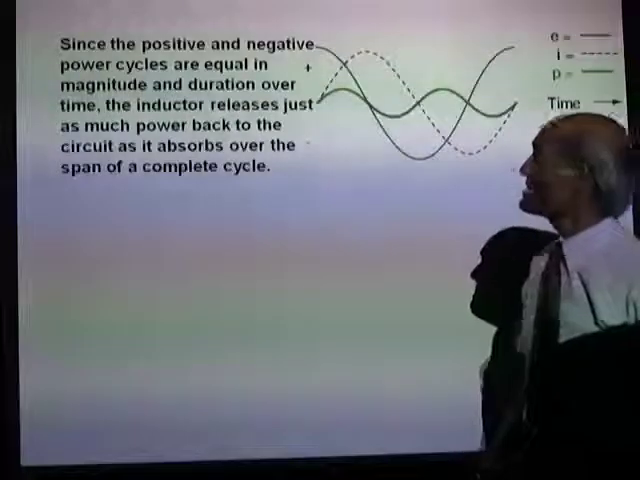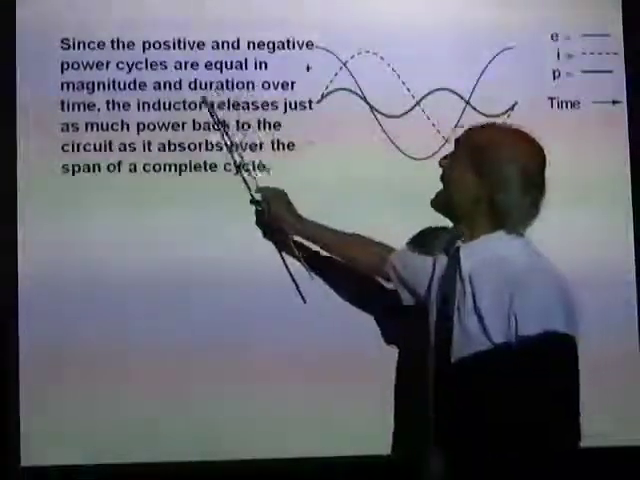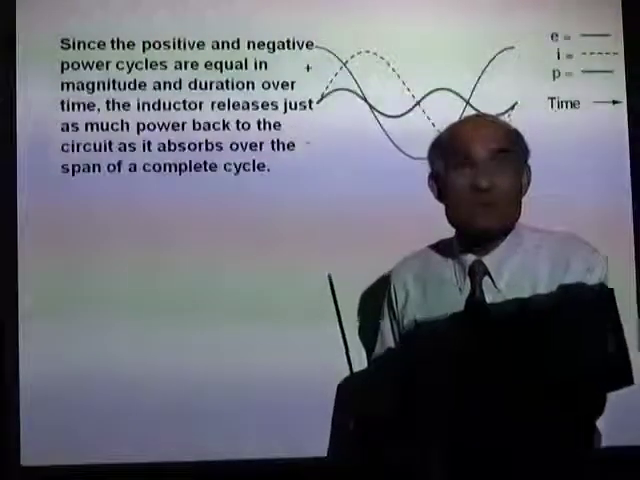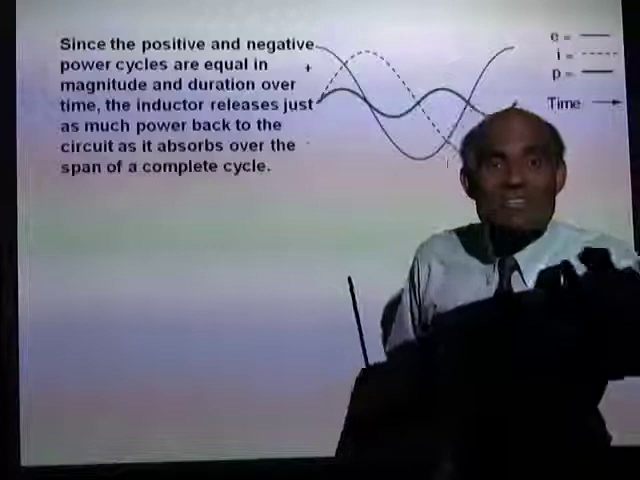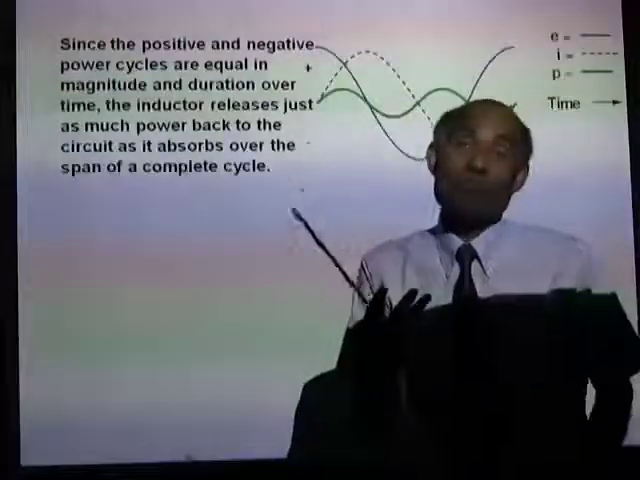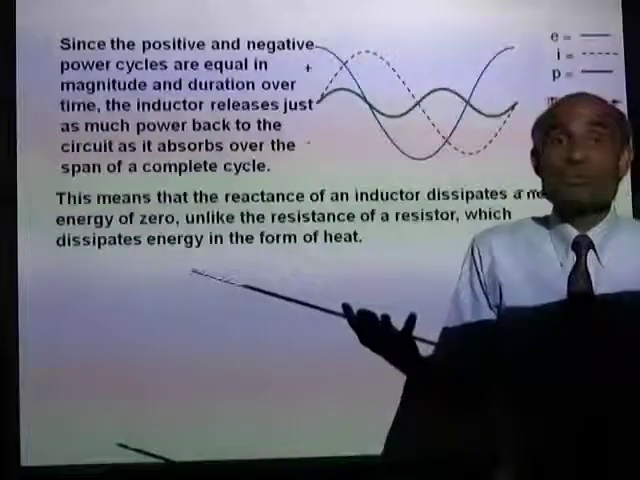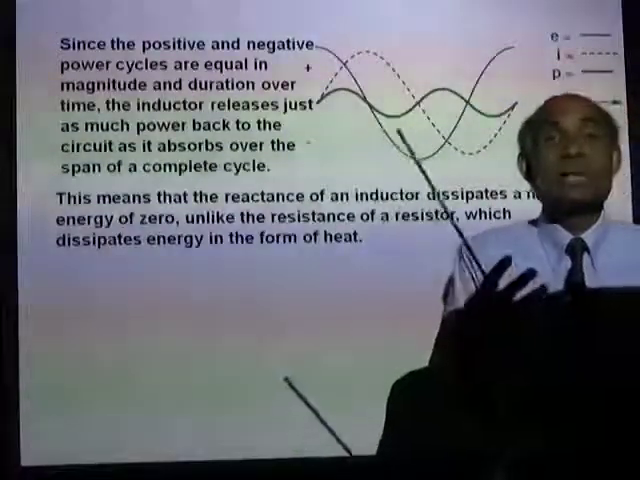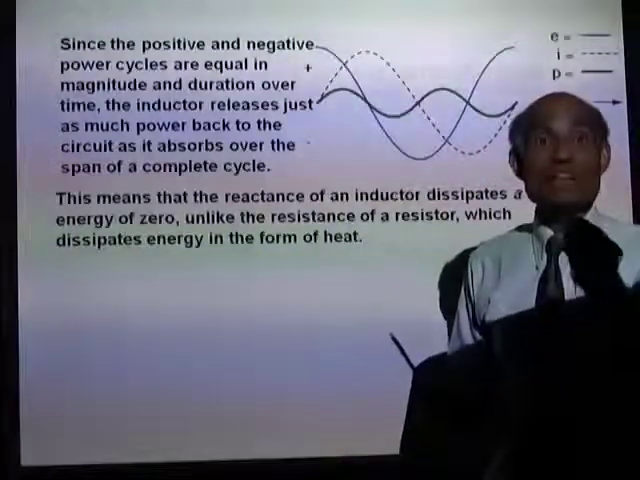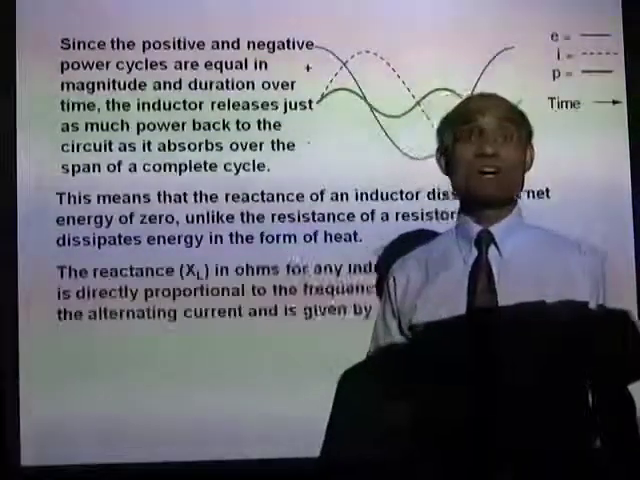Since the positive and negative power cycles are equal in magnitude and duration over time, the inductor releases just as much power back to the circuit as it absorbs over a complete cycle. That means the net power used by an inductor is zero. So the reactance of an inductor dissipates a net energy of zero, unlike the resistance of a resistor, which dissipates energy in the form of heat. It doesn't happen in the case of an inductor.